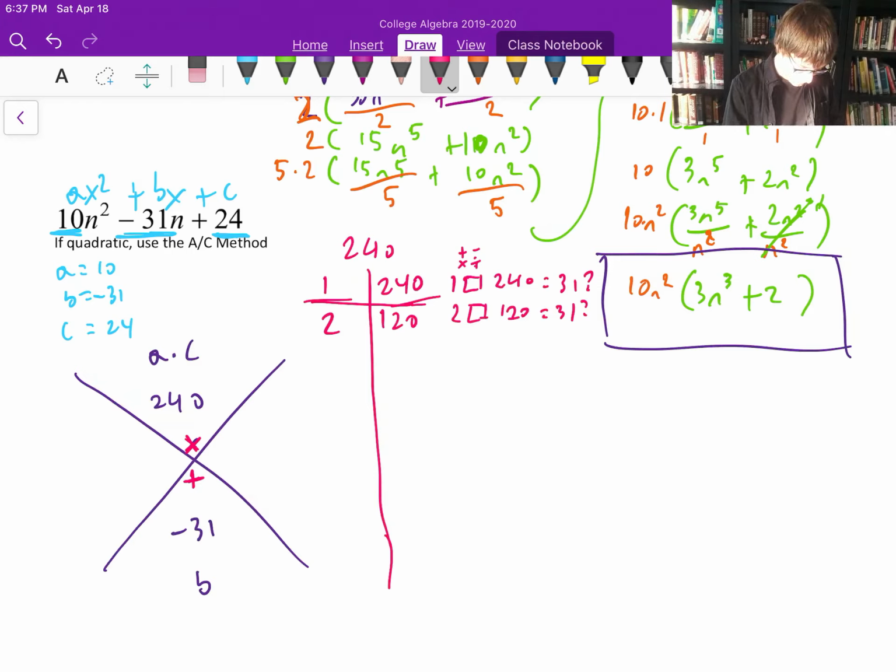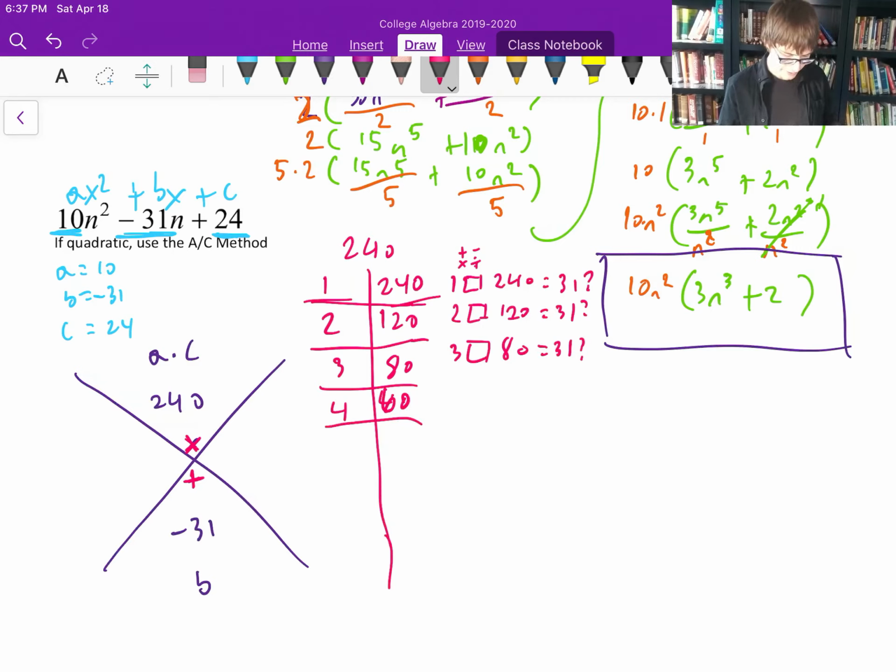Let's keep going. How about 3? Does 3 divide into 240? It does. It divides in 80 times. And I can keep going. 3 and 80, there's no way to get that to 31. So there's no way to combine that. And we'll just keep going. So 4 and 60. I'll tell you from the get-go, 4 and 60, there's no way to combine those to get 31. So we'll keep going. 5 goes in 240, what is that, 48 times? But that doesn't combine anyway to get 31.